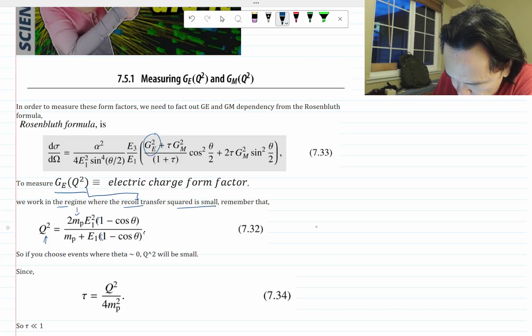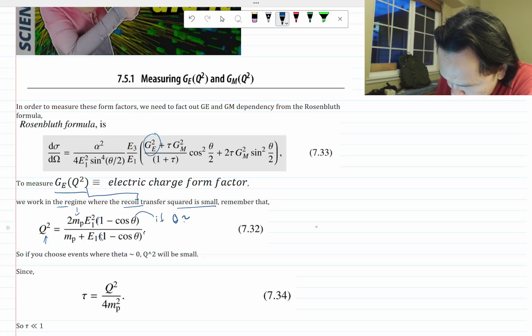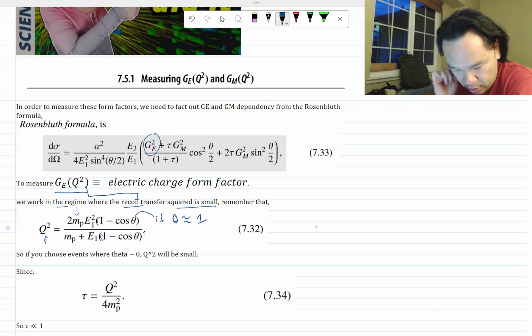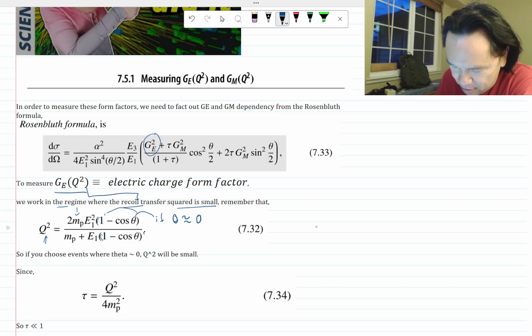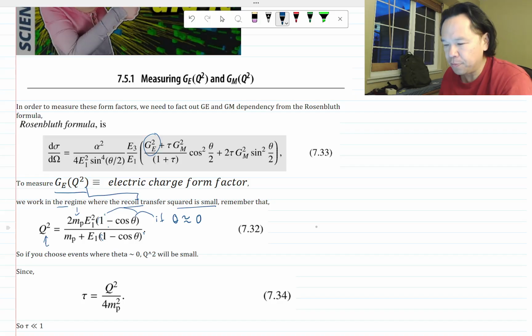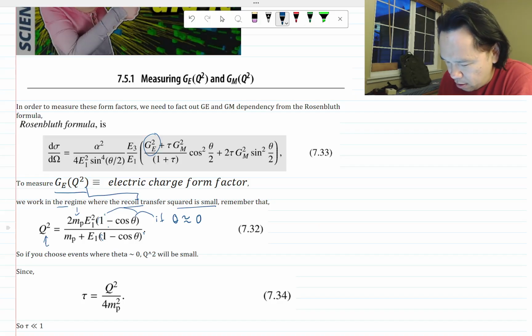So what you can do is that, if theta is pretty close to 0, then cosine of theta is pretty much 1. Sorry, theta is close to 0. If theta is close to 0, cosine of theta is 1. So therefore, 1 minus cosine of theta is almost 0. So that allows you to pick out events that have very low Q square.